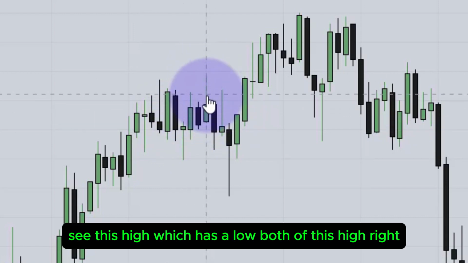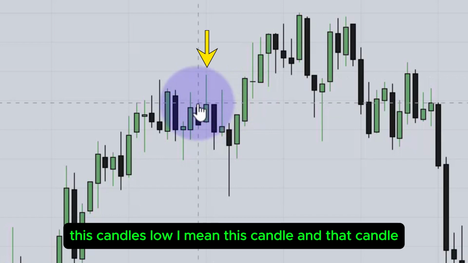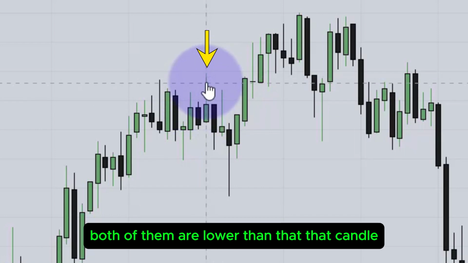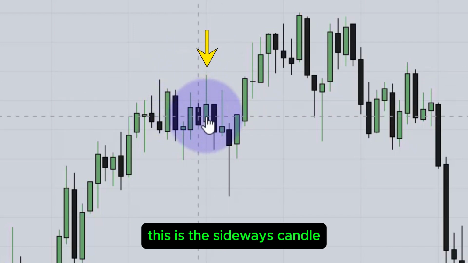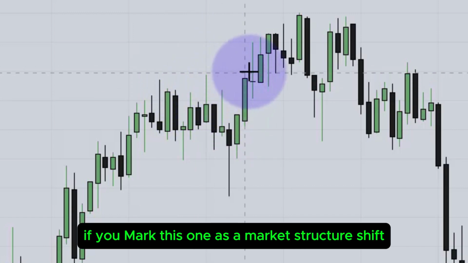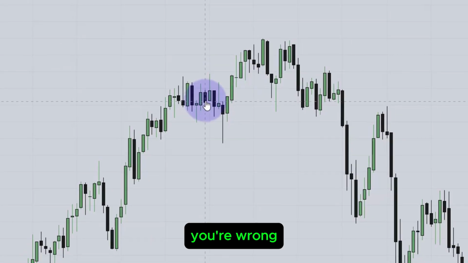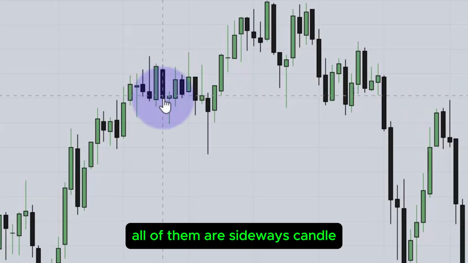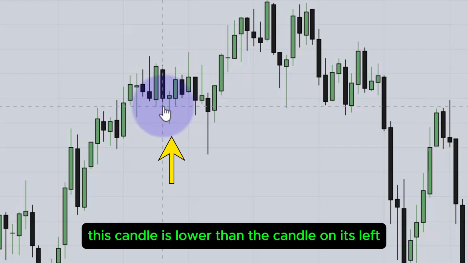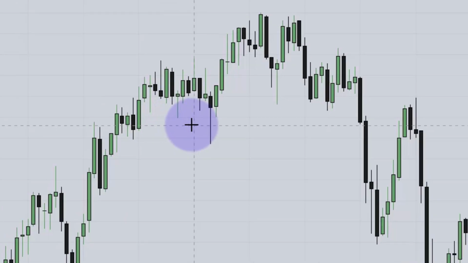For example, see this high. This candle's low, this candle and that candle, both of them are lower than that candle. So this is a high, but it's not a swing high. This is a sideways candle. This is just a high. If you mark this one as a market structure shift, because there is a displacement, you are wrong. They are sideways candles, not the swing. Same thing here. All of them are sideways candles. Though this candle is lower than the candles on its left and right, it's not a swing low. This is just a low.